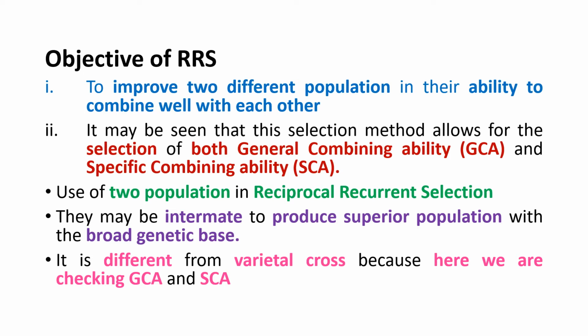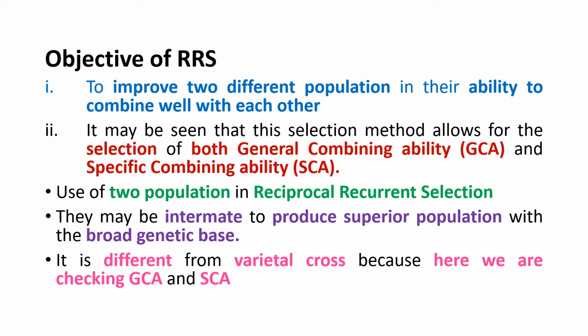Objective of reciprocal recurrent selection. The objective is to improve two different populations in their ability to combine well with each other. It may be seen that this selection method allows for the selection of both general combining ability, GCA, and specific combining ability, that is SCA.